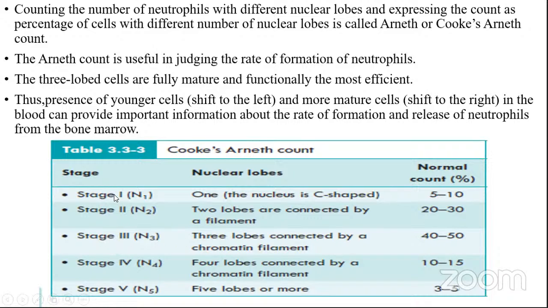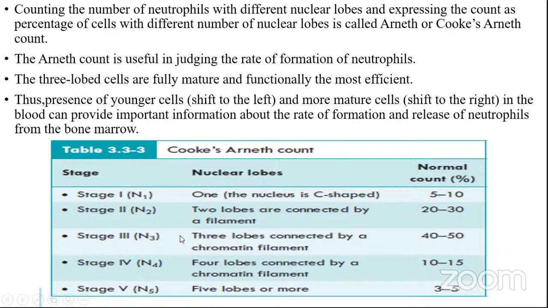Arneth was the person who did this study in the peripheral smear. Stage 1 means there is one nuclear lobe. Stage 2 means 2 lobes. Stage 3 means 3 lobes connected by chromatin. Stage 4 means 4 lobes. Stage 5 means it contains 5 lobes. Like that. So what is the percentage present?